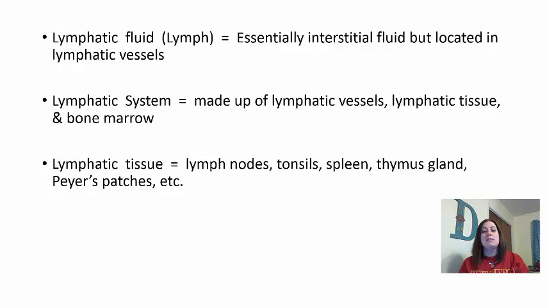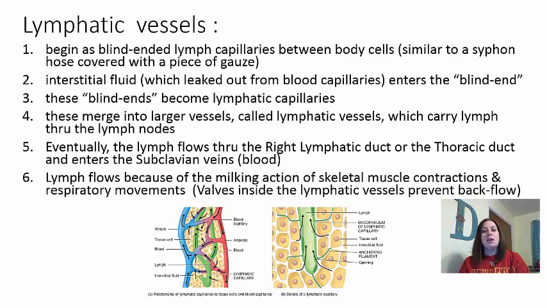The lymphatic system is made of lymphatic vessels that resemble blood vessels, lymphatic tissues, and even bone marrow. Now, lymphatic tissue includes things like lymph nodes, your tonsils, your spleen, your thymus gland, and areas called Peyer's patches, which are located around your intestines. So let's talk about lymphatic vessels real quick. Lymphatic vessels are going to run along with your arteries and veins, and a lot of times around these capillary beds, because the whole point is to help absorb fluid so that we don't have edema and swelling.